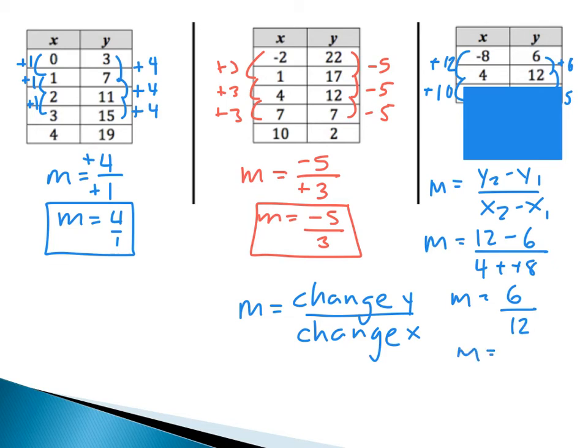And that's going to give me, simplified, I can divide by 6 to give me 1, and 2 is going to give me 1/2. And I'm going to leave that as a fraction. So my slope there is 1 over 2. So with a table, be able to figure it out by either picking 2 points or recognizing the pattern.